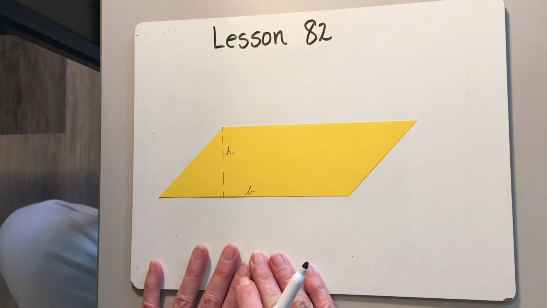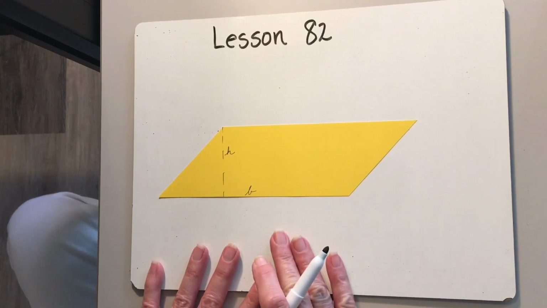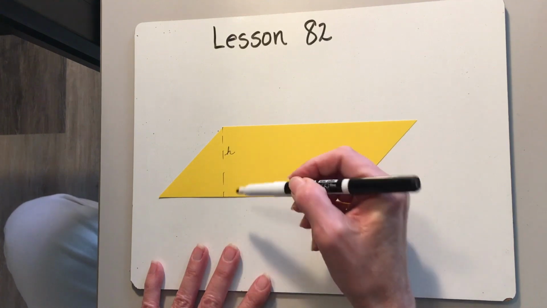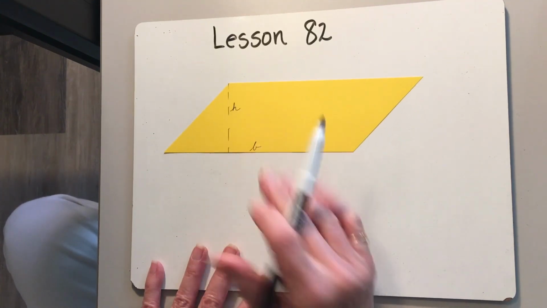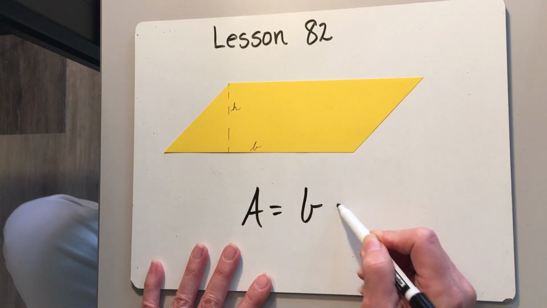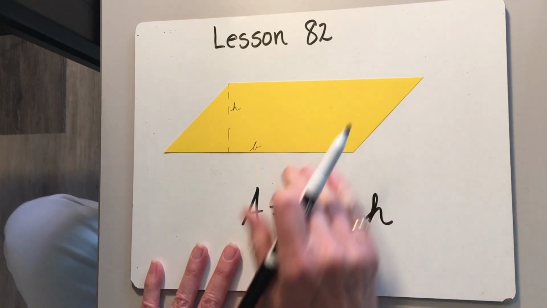Here we have a parallelogram. Again, we have two perpendicular dimensions. We have a base and a height. To find the area of a parallelogram, we multiply those two dimensions together, base times height, and we get the area of a parallelogram.